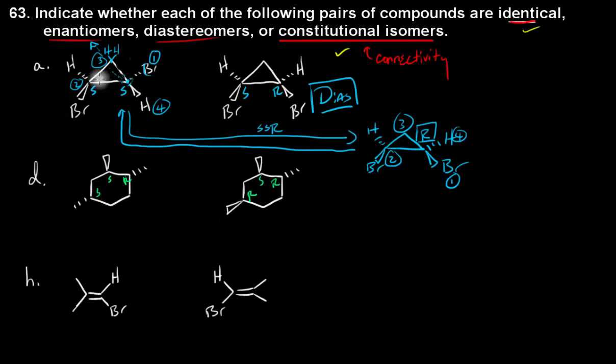So if this was SSR for this guy, in order to have an enantiomer, we would have to end up having another molecule that was RRS. So since we don't have RRS, that must mean that these two are not enantiomers, they must be diastereomers. So these are also diastereomers.